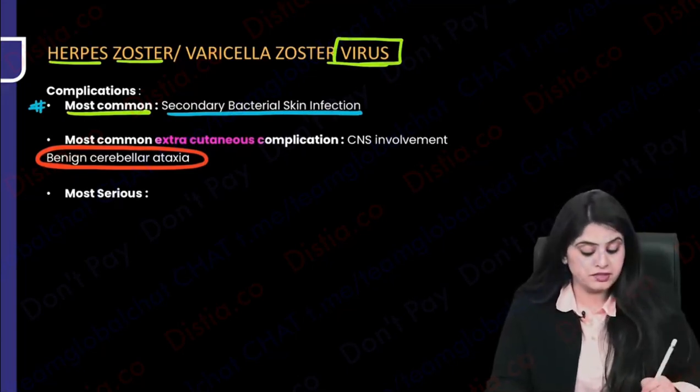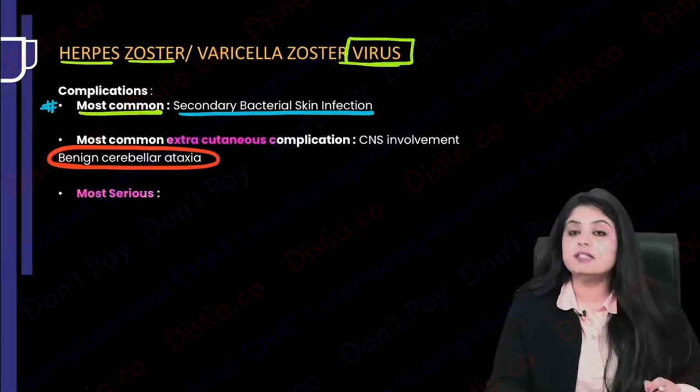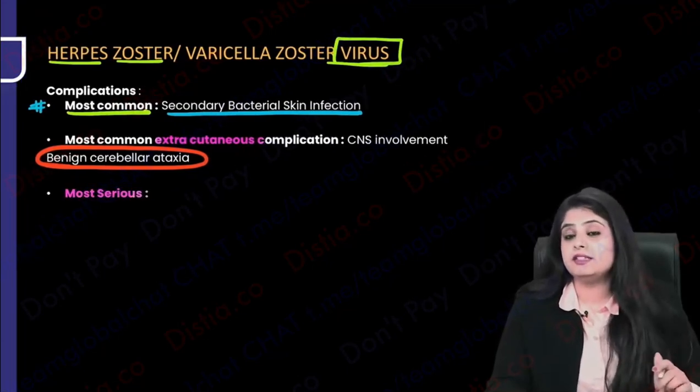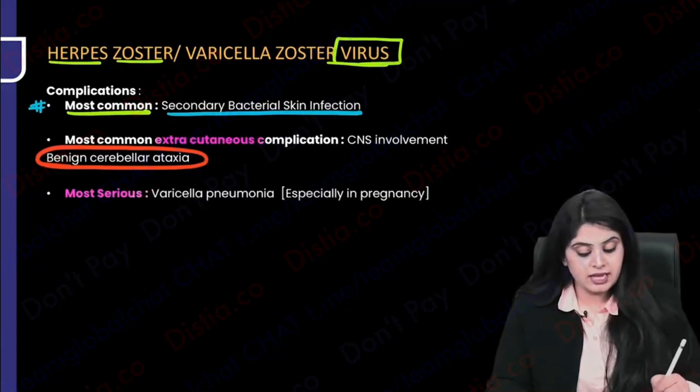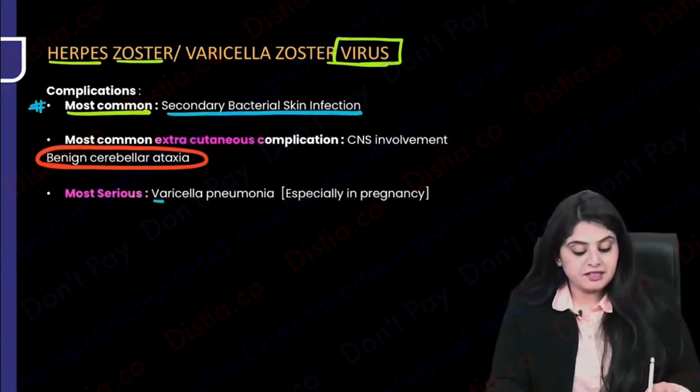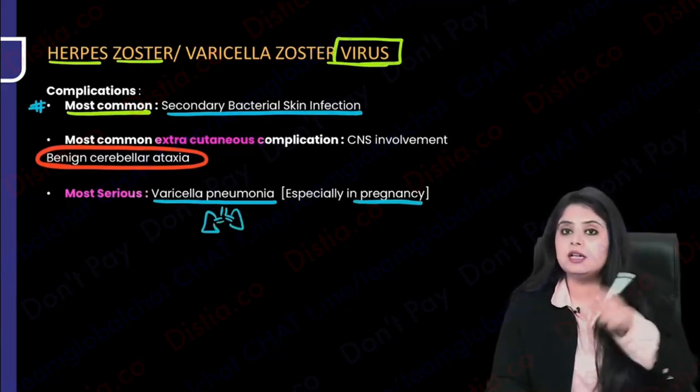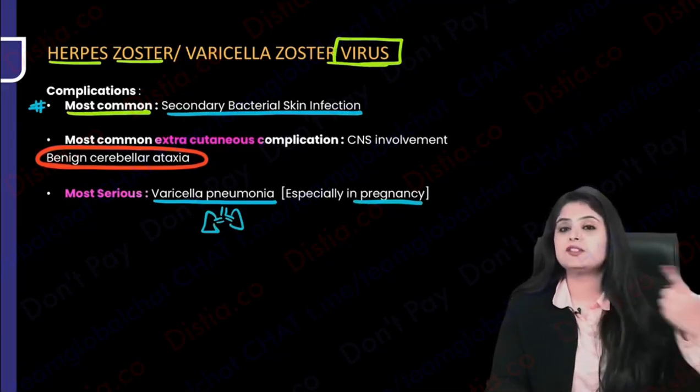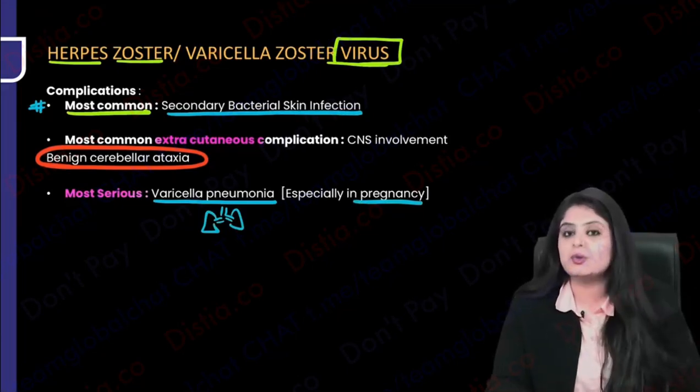But what is the most serious? Imagine a mother getting infected during her pregnancy. So varicella pneumonia that happens during pregnancy. Varicella pneumonia means pregnant lady ka lungs getting affected. And not only are her lungs getting affected, but does she have a transmission risk to the child also? Yes.